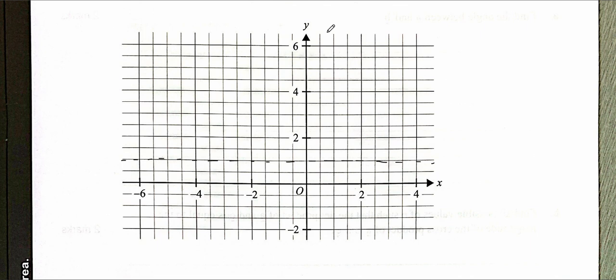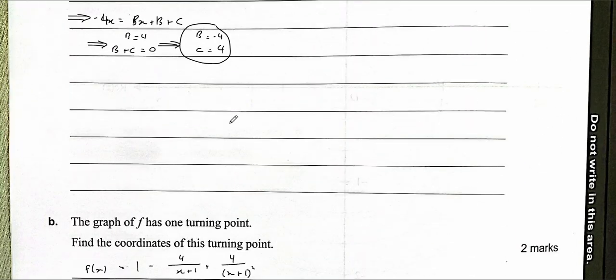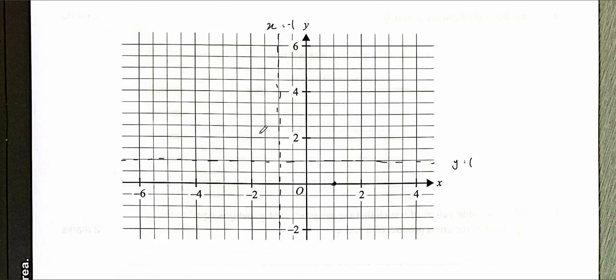So y equals 1 and x equals negative 1, like that. Labeling the turning point here. At x equals 0, the y-intercept, we're going to get 1. So here, and the graph is probably going to look something like this.